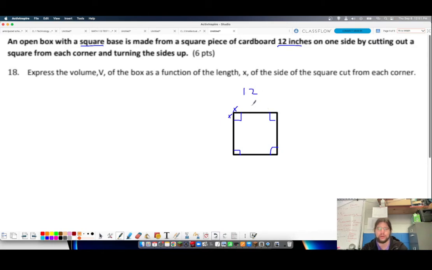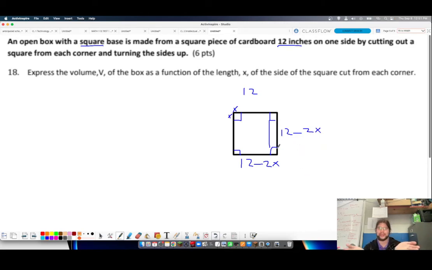So now, Cotton Ball, how long is this side that's got the X's chopped off? How long is the side now that we chopped those X's off? 12 minus 2x. Yeah. And it's a square, so it's all 12 minus 2x. And if we fold up those flaps, how tall is it? How tall is this flap going to be that we fold up?